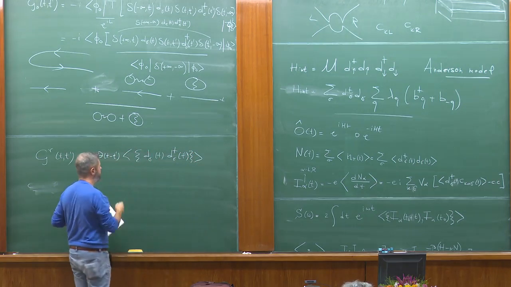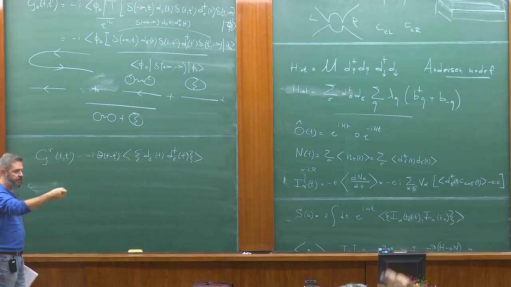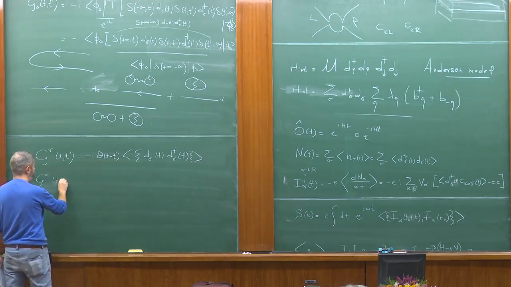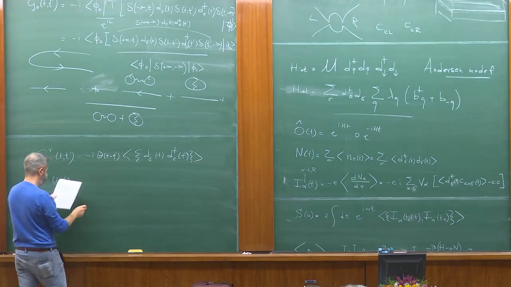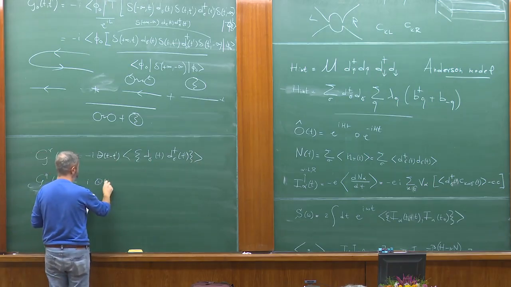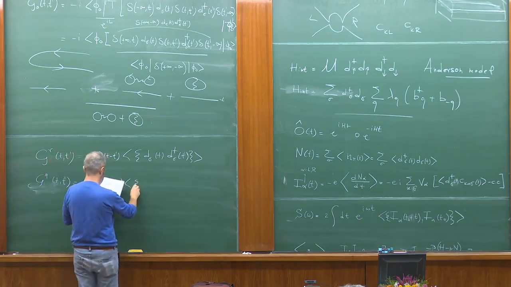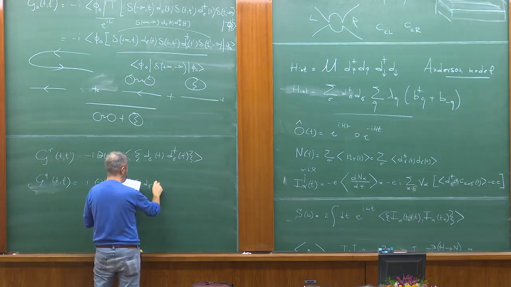And with the theta function here, it goes only forward in time. And then there is the advanced Green function, which is i theta(t' minus t), so this goes backward in time. And then I have the same anti-commutator.